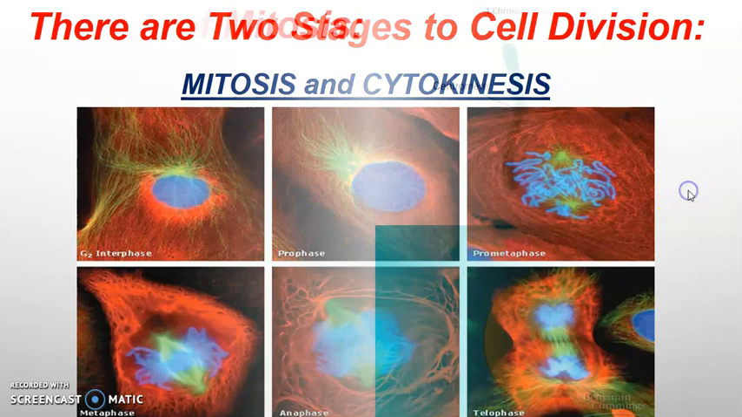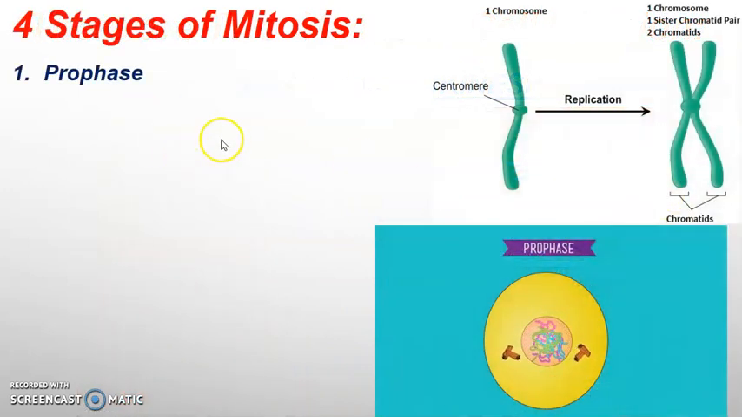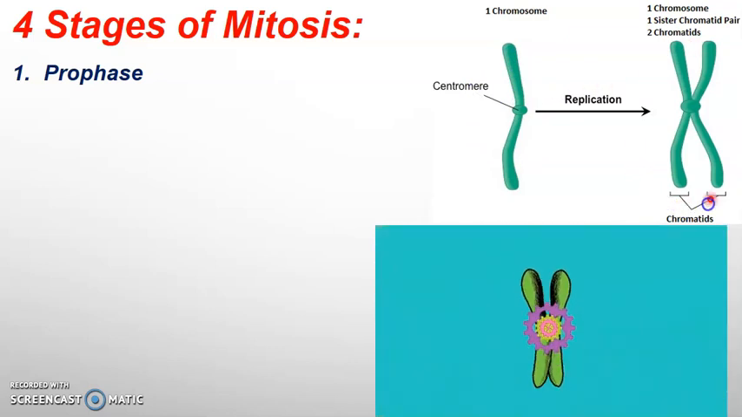So let's start with the first stage of mitosis, which is prophase. Now, what I want to remind you is all the DNA, all the chromosomes that a cell has, have already been duplicated before we even get to prophase. So for you and I, all 46 of our chromosomes would have already been duplicated into 46 sister chromatids.